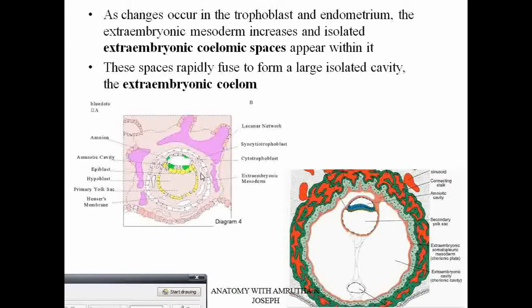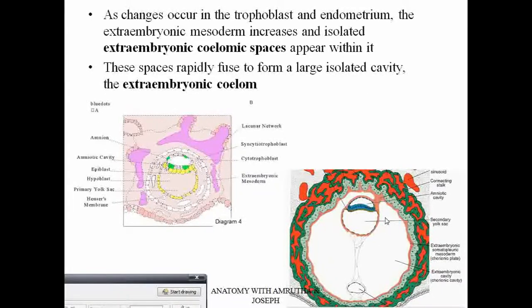Initially they are seen in different areas in the extraembryonic mesoderm, but later they unite to form a big cavity in the extraembryonic mesoderm, and that's called the extraembryonic coelom. So here the spaces have joined, forming a big cavity. The cavity is so big that the extraembryonic mesoderm is divided into two parts. This part, and the other part which is related to the cytotrophoblast of the trophoblast layer.